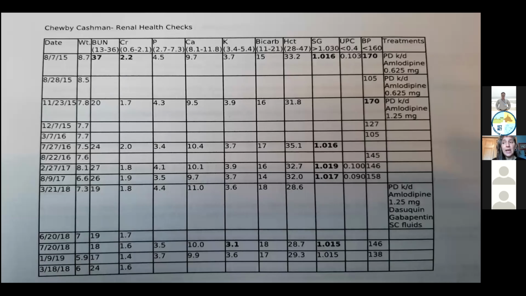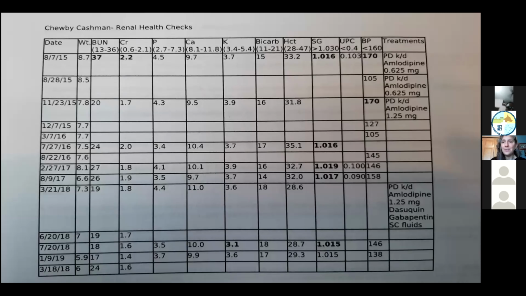So you can see that Chubby had lost 1.3 pounds from his last normal blood work and exam 1 year earlier. Both his BUN and creatinine were increased, and his urine-specific gravity was just out of the isosthenuric range at 1.016. His UPC was fine, and he had hypertension. Chubby has chronic kidney disease. He is in stage 2, non-proteinuric, hypertensive.